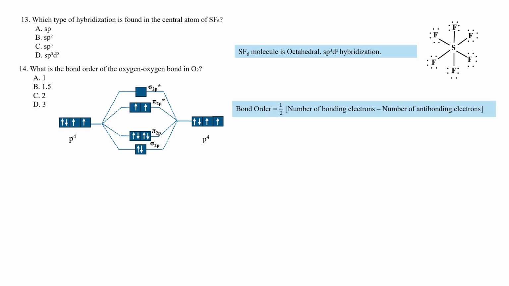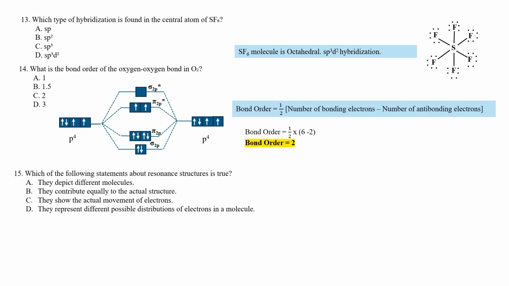So let's apply the formula. Bond order is equal to half times the number of bonding electrons minus the number of anti-bonding electrons. Here you can see 6 in bonding molecular orbitals and 2 in anti-bonding molecular orbitals. 6 minus 2 is 4. 4 divided by 2 is 2. The bond order for the oxygen diatomic molecule is 2.